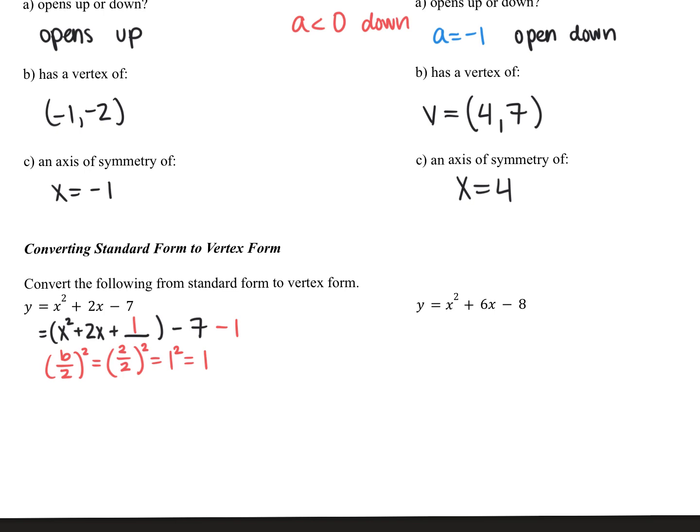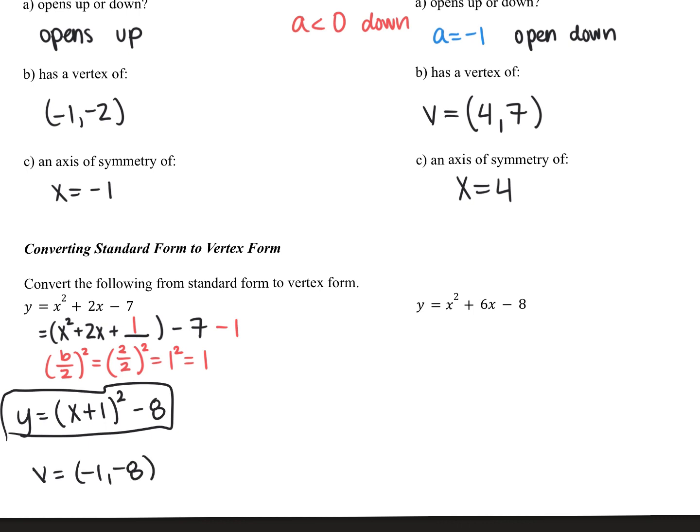Because if I were to drop those parentheses and combine like terms, I want to get x squared plus 2x minus 7. When I factor what's in the parentheses, it's still going to factor as x plus b over 2 squared. So in this case, x plus 1 squared. And then I'm going to go ahead and combine -7 minus 1, and that's going to give me -8. And that's my equation. And I can now identify the vertex as -1, -8.